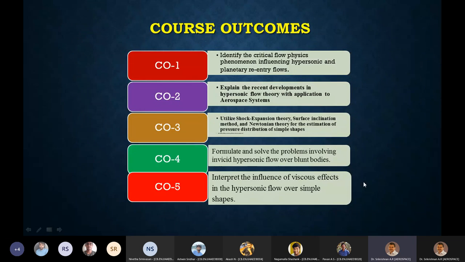CO3, be able to apply, say, shock expansion theory, various approaches, surface inclination method, Newton's theory, etc., for the estimation of pressure distribution on simple shapes. These are formulations of fundamental analysis methods for hypersonic flows. CO4 is formulation and solving of problems involving inviscid hypersonic flow over blunt bodies. And CO5 is the study of viscous effects, being able to analyze and identify viscous effects in hypersonic flow applications. So this is how the five outcomes of the course are laid out: CO1, CO2, CO3, CO4, CO5.